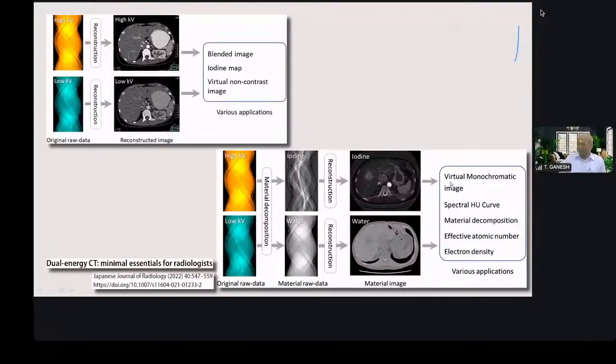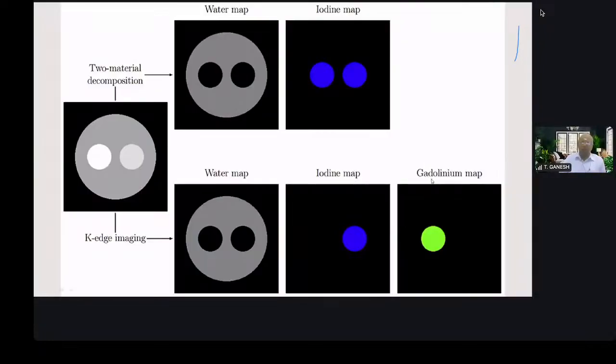So you will be able to produce this virtual monochromatic image, spectral HU curve, material decomposition, effective atomic number, electron density, and various applications. So simply think, you can see here, that's the water cylinder. I'll just explain with a few pictures. You can see this water, and inside the water there are 2 insets. This is gadolinium and this is iodine.